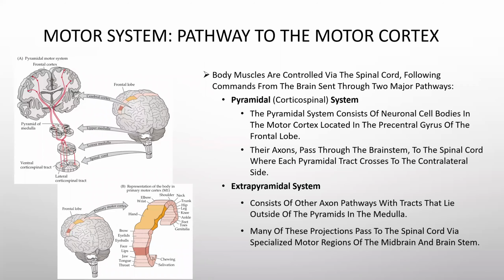So, pathways to the motor cortex. Body muscles are controlled via the spinal cord, following commands from the brain sent through two major pathways. The first is the pyramidal system. The pyramidal system consists of neuronal cell bodies in the motor cortex located in the precentral gyrus of the frontal lobe. So we talked about the central sulcus. We talked about the postcentral gyrus, which was somatosensory cortex. Now we're talking about the precentral gyrus, which is the motor cortex. And remember, the central fissure separates the frontal lobe from the parietal lobe.